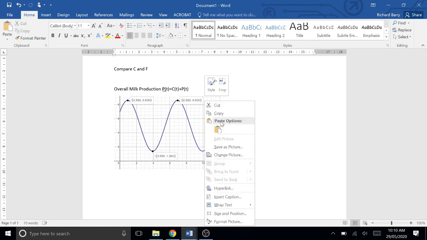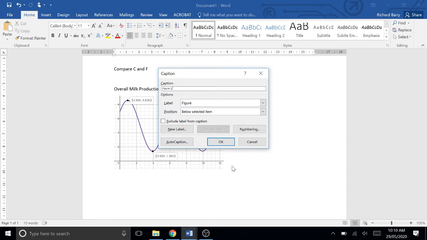Okay, so I'm going to add a caption. Overall milk production, so it's combining the factors. And we typically do the units, so it's daily production, litres per day versus time in months on the bottom. Okay.